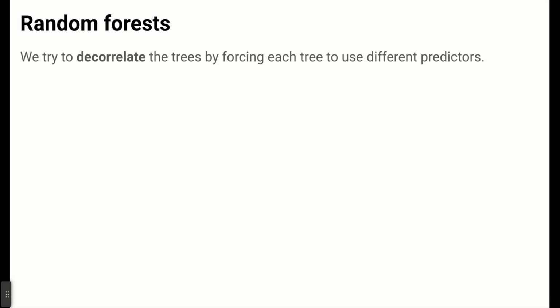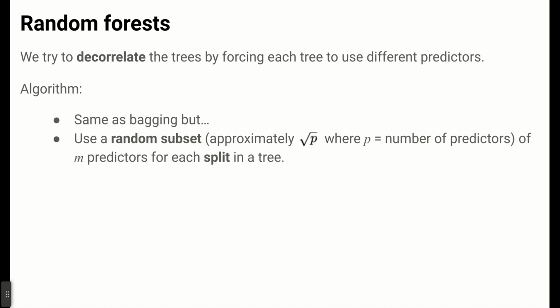Random forests are a small modification of bagged trees in which we promote decorrelation by forcing each tree to use different predictors. The random forest algorithm is identical to bagging, but when building each tree, only a random subset of predictors is allowed for consideration at each split of the tree. The size of this random subset is usually roughly the square root of the total number of predictors. So each time a split is considered, the recursive binary splitting algorithm only considers a smaller random subset of predictors when trying to find the best split, instead of considering all possible predictors.